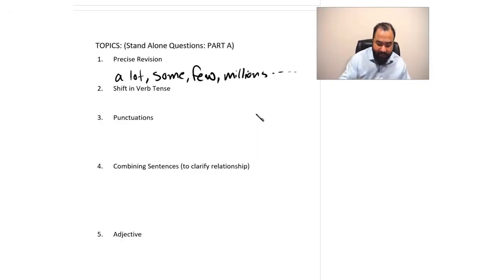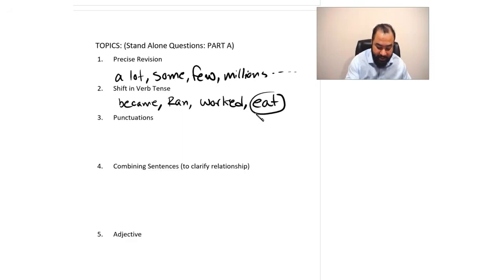We'll do examples later. Number two, shift in verb tense. If you have a paragraph that's in the past form, using all the verbs in past, for example became, ran, worked, these are all past, right? So when a paragraph has the verbs in past form and all of a sudden you introduce a present, let's say eat, that's called a shift in verb tense, which is not allowed in the editing and revising section.